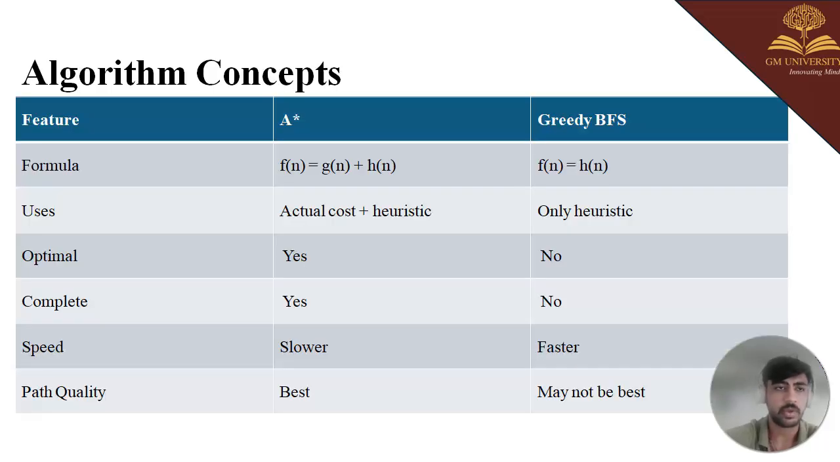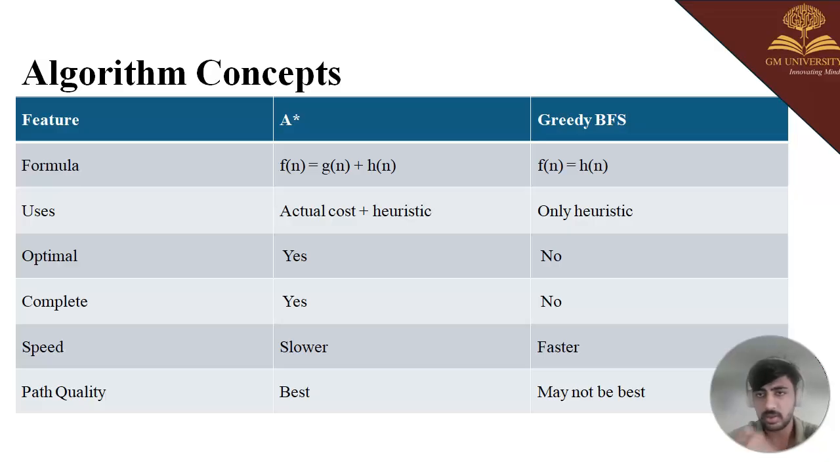Now the concept: features of A star and greedy BFS. The formula used by A star is f of n equals g of n plus h of n. It uses the actual cost plus heuristic. It is optimal and complete, but a bit slower, and the path quality is the best.